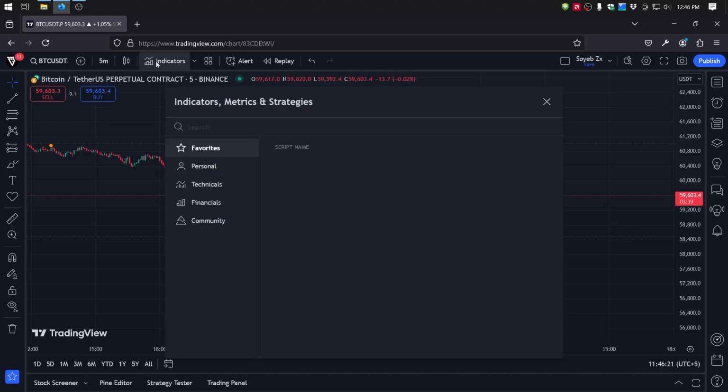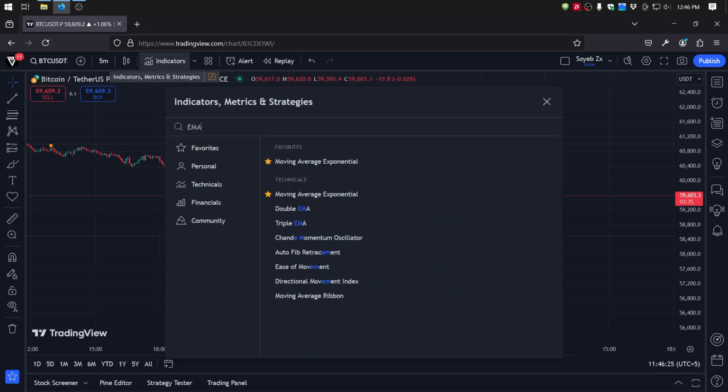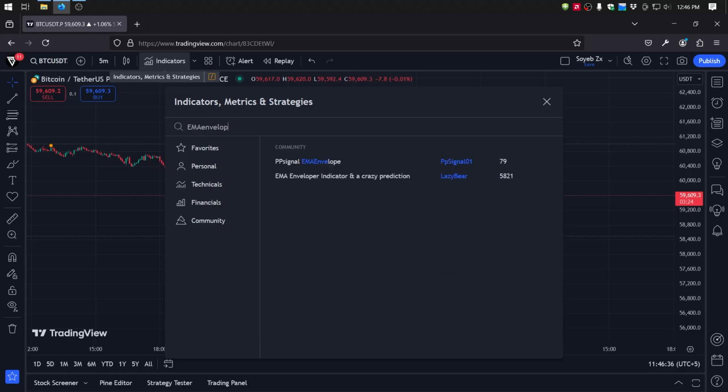So the first indicator name is EMA Envelope. So I simply write here EMA envelope. After writing it, you can see one indicator, the EMA Envelope indicator by Lazy Bear, and it is right now used by 5,821 active traders. So I simply click to add it on my chart.